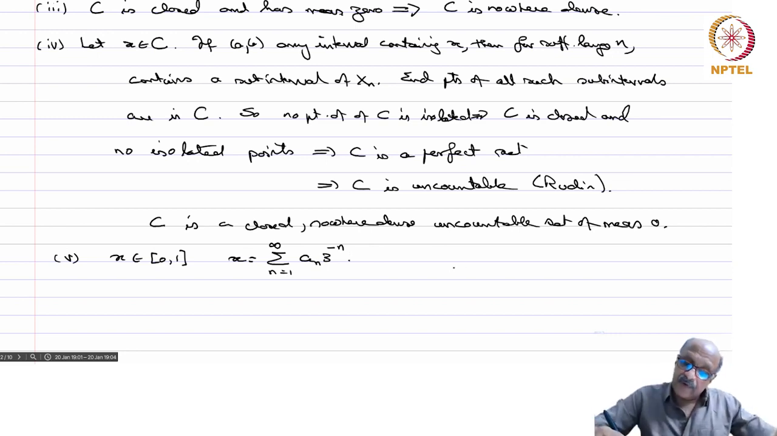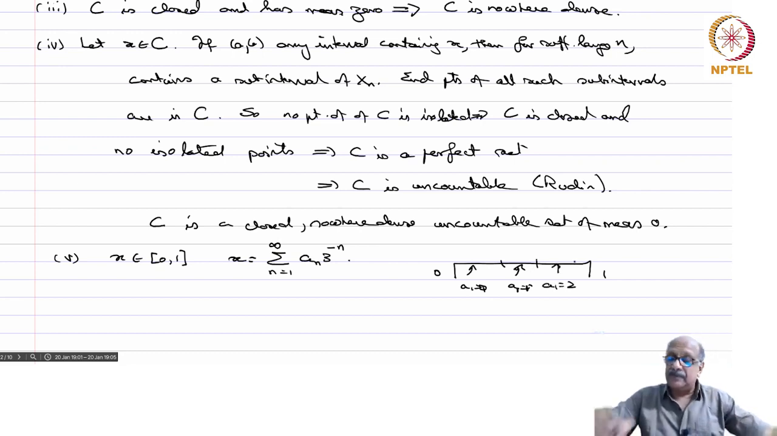How do you compute this a_n? You take [0, 1] and divide it into 3 parts. If x comes here, then a1 equals 1 — sorry, here it is 0, here it is 1, and here a1 equals 2, because it's 2/3 plus something. Here it is 1/3 plus something, and here it's something less than 1/3, so a1 will be 0.